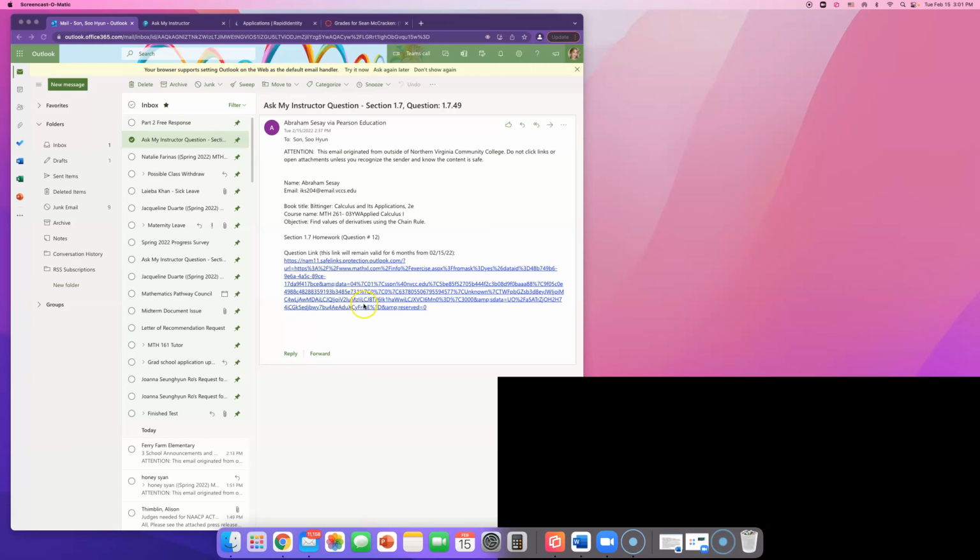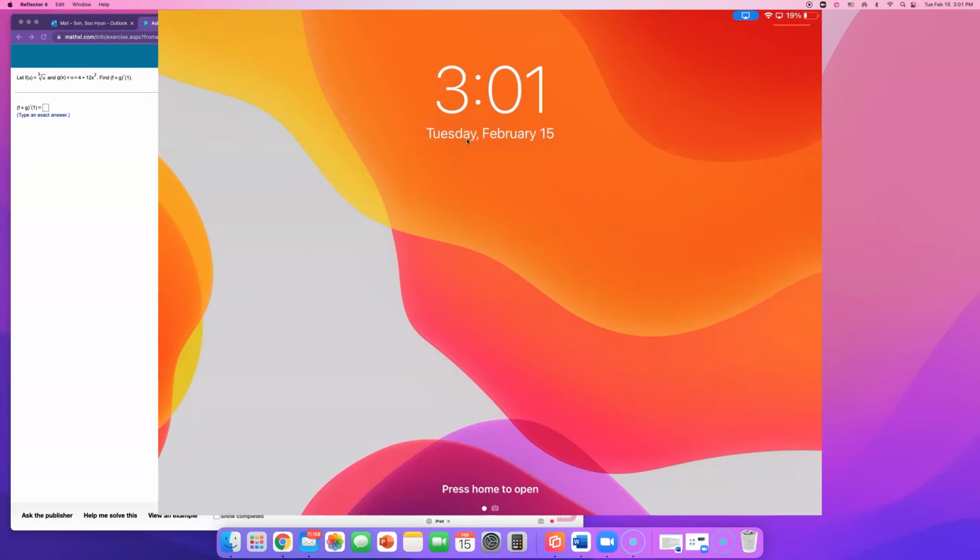All right, Abraham, this is for section 1.7 homework question number 12 for a calculus class. All right, let's do this. This is a chain rule problem.